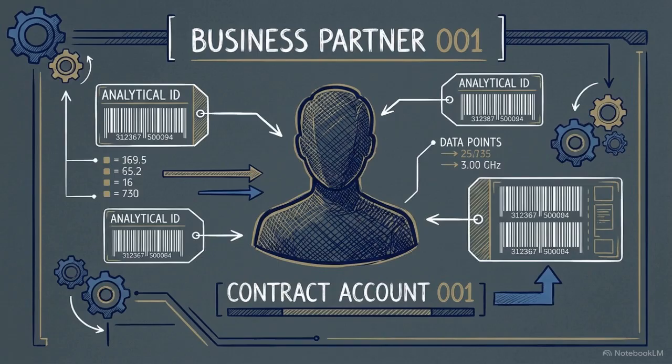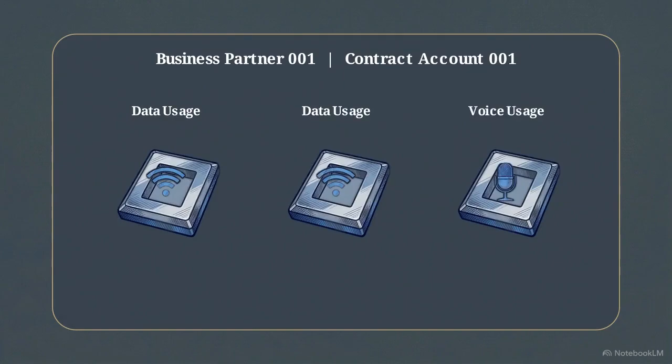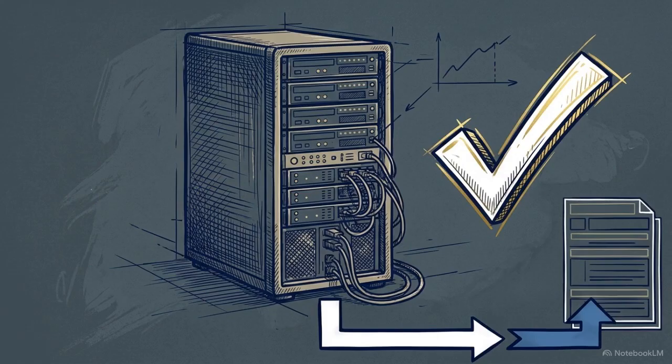For our example, we are looking at a specific customer, business partner 001, tied to contract account 001. They currently have 3 charges, 2 for data and 1 for voice, all holding that critical status 2. When we check the Display Billable Items application, we can look at the status column to verify that our 3 specific charges are indeed marked as billable and ready for the next phase. Ensuring your items achieve this billable status resolves the most common reason automated invoices fail to generate.